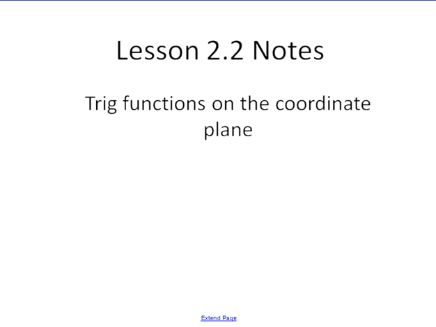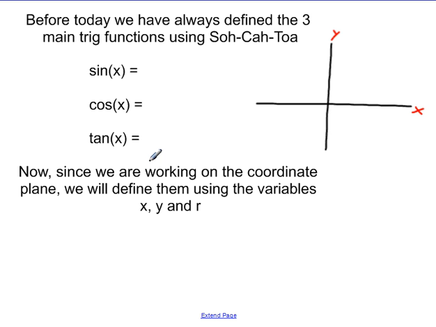So today we're talking about trig functions on the coordinate plane. One thing we want to remember is we've seen this SOHCAHTOA thing before. Sine is opposite over hypotenuse, cosine is adjacent over hypotenuse, and tangent is opposite over adjacent side. Today, we're going to start talking about things in x, y, and r because we're now on the coordinate plane. So instead of opposite sides and adjacent sides and hypotenuse, we have an x direction and a y direction.